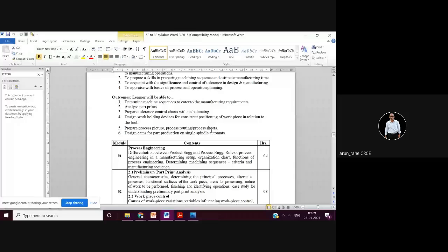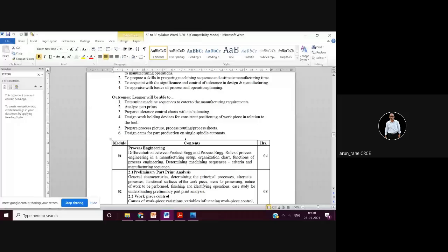Then process routings or process sheets. This is very common in the industry. That is, we have to prepare a route card, and then that route card goes along with the bin, and in the bin you have workpieces. Every bin in which the components are lying will have the route card, right? In that route card, the complete route, that is from which machine, from which process it is going, will be mentioned clearly. So anyone can glance at it and come to know the complete history.